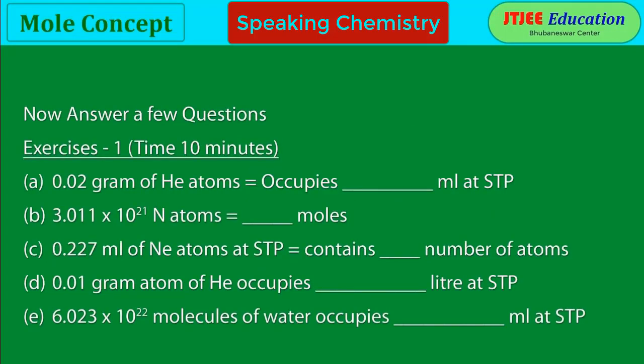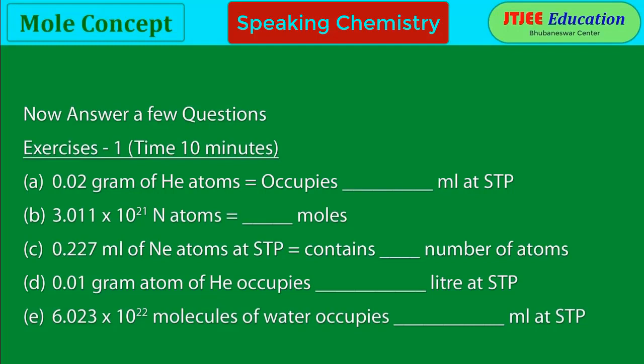Now answer a few questions. Exercise 1. Time 10 minutes. A. 0.02 gram of helium atoms occupies how many ml at STP? B. 3.011 into 10 to the power 20 nitrogen atoms, how many moles? C. 0.227 milliliters of neon atoms at STP contains how many atoms? D. 0.01 gram atom of helium occupies how many liters at STP?